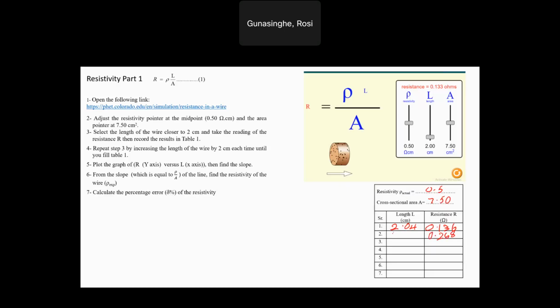0.268, and the length was 4.02 centimeters. Now you're going to select any length you want and record the corresponding resistance. Once you fill the whole table, you're going to draw a graph. Resistance, this column, on the y-axis, R, and length, this column, on the x-axis.